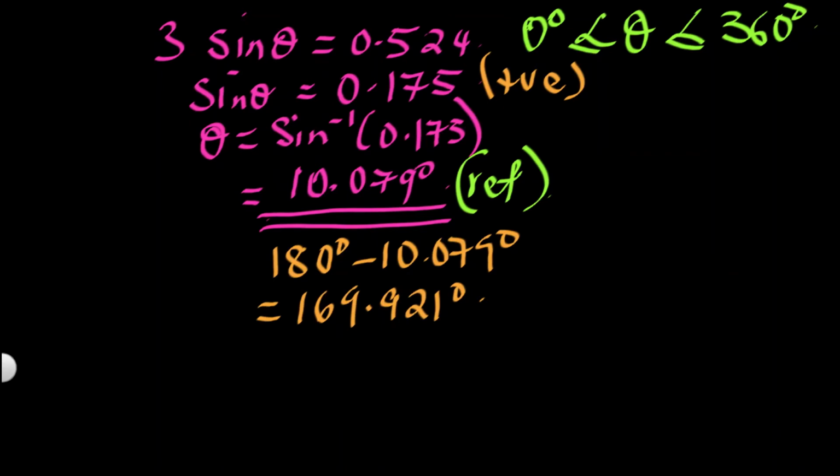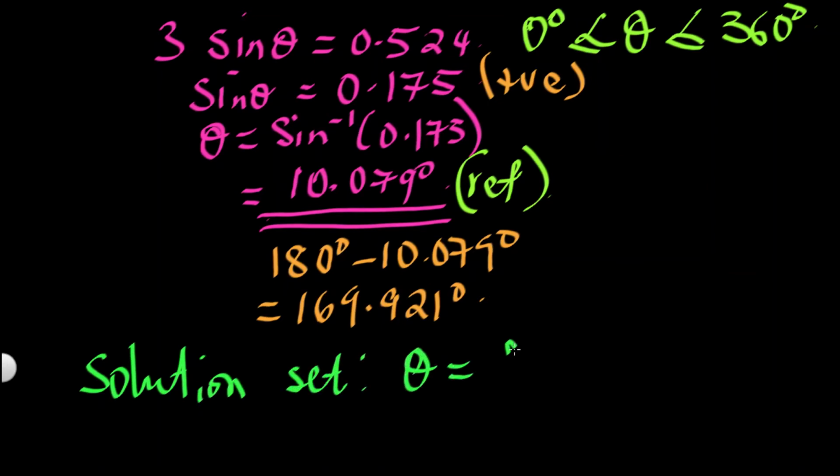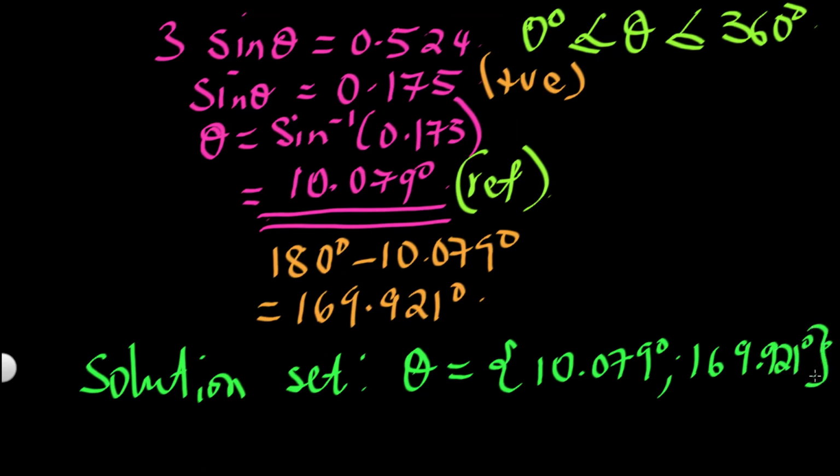So now we can write our solution set. Theta is equals to a set with 10.079 degrees, comma, 169.921 degrees. Then I close the bracket. This is the final answer. This is how you do these calculations.